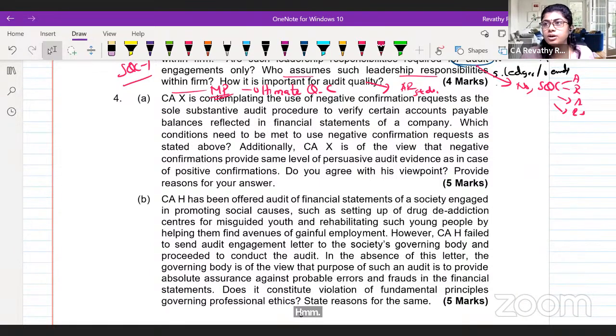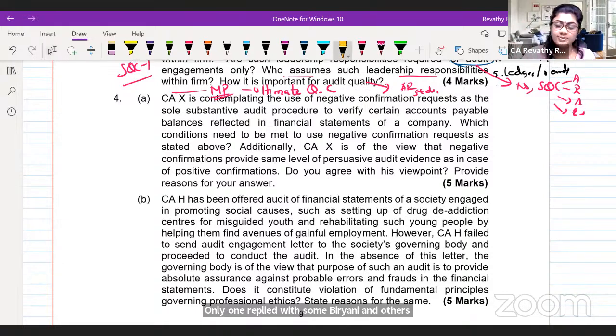What's special for dinner, the guys, today? What is special for dinner today? No special? Why? All are so serious? Only one replied with some biryani and others? For me, as usual, my son is a sambar fan, so I will have sambar.